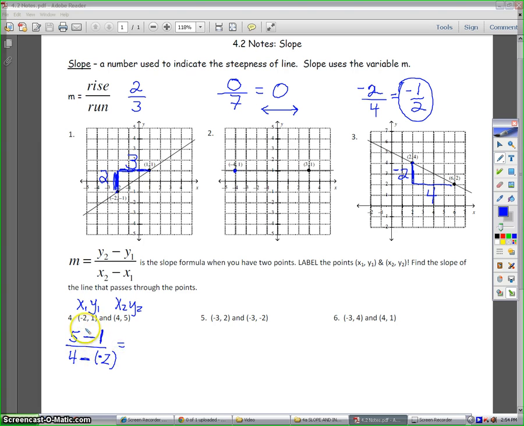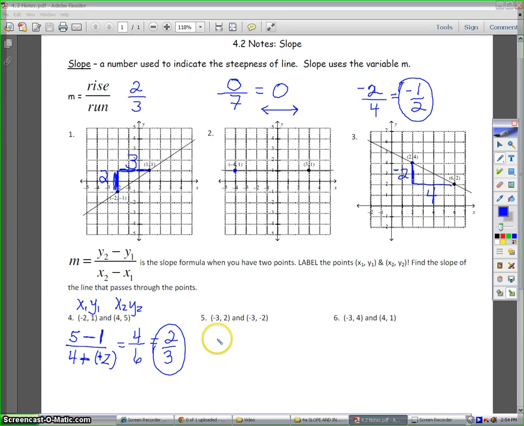From here I want to go ahead and simplify, following order of operations. 5 minus 1 is 4. Here I have that double negative. Double negatives change to a positive, so I have 4 plus 2, which is 6. 4 and 6 can both be divided by 2, so that reduces down to 2/3, and my slope is 2 over 3. So that means I'm rising up 2 units and running over 3 units from point to point.